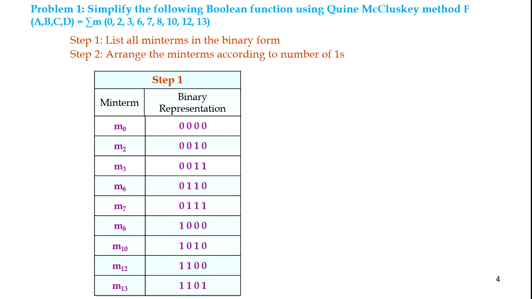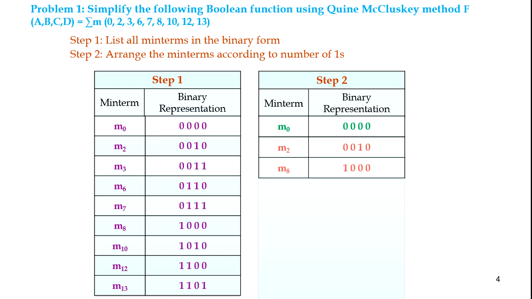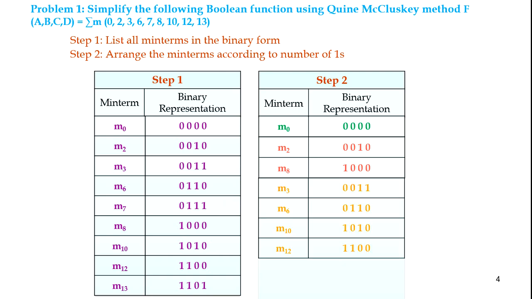Next step is to arrange the minterms according to the number of ones. So for step 2, first we are plotting M0, which has no 1 in it, and next we have to list the minterms with a single 1. So it is M2 and M8. For example, M2 has only one 1 in its binary representation, and M8 has only one 1. Next are the minterms with 2 ones, which are M3, M6, M10 and M12, and finally M7 and M13 have 3 ones.